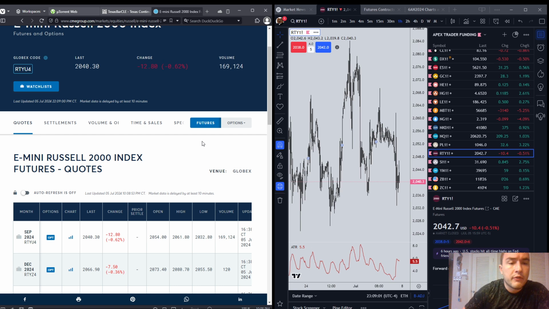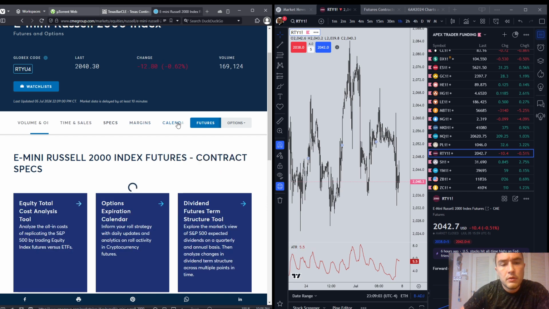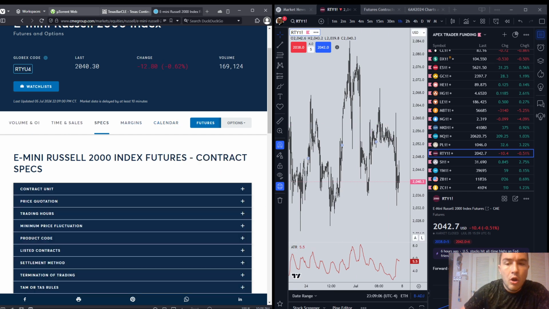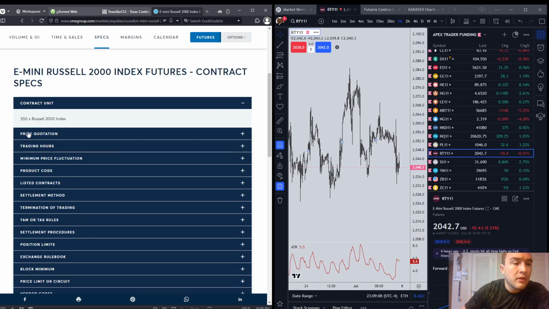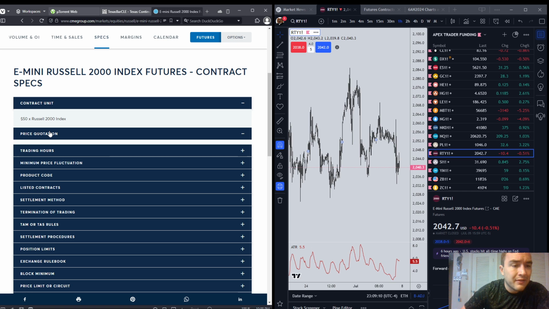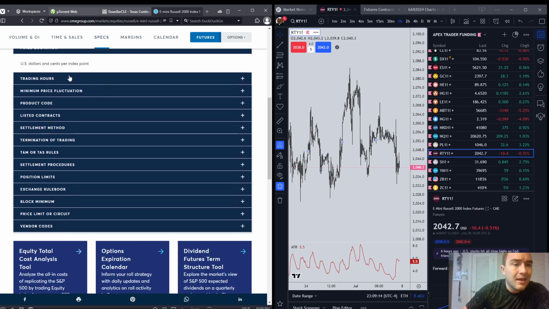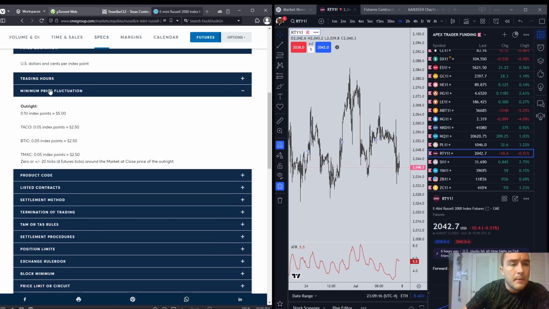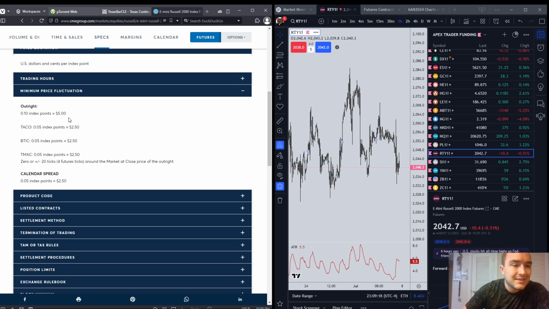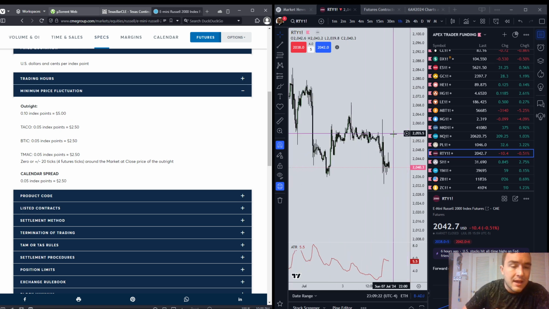And let's get to the contract specifications. So this is symbol RTY. Contract unit is $50 times the Russell 2000 index. Price quotation is US dollars and cents per index point. Minimum price fluctuation is 10 cents in index points, which is $5, guys. So every time that this thing ticks, it is a $5 tick. It's $50 a point, $5 a tick.